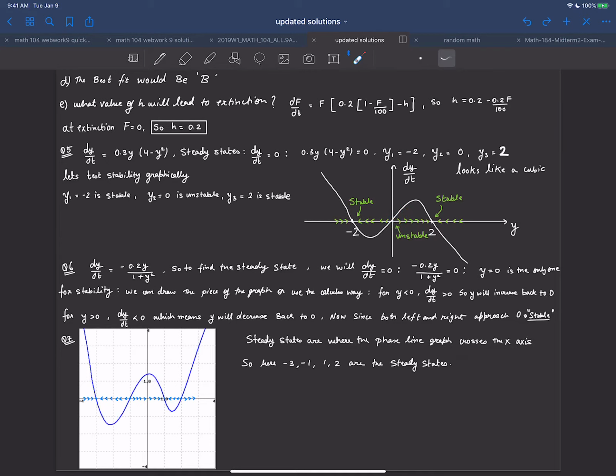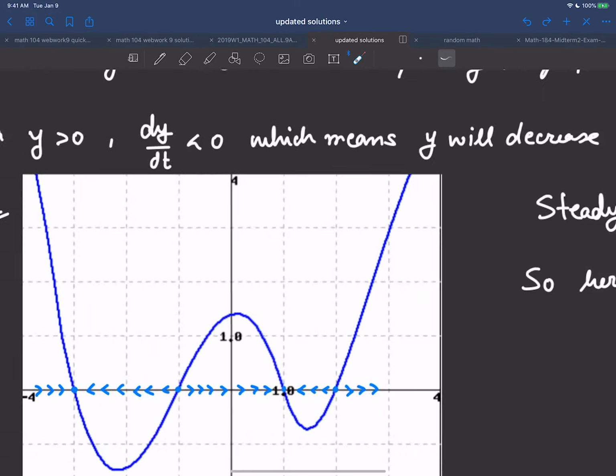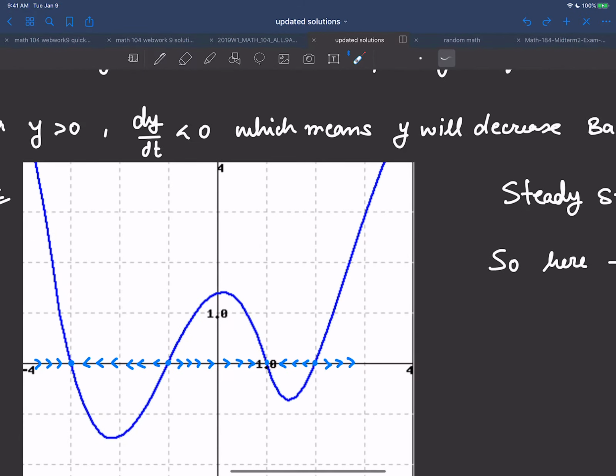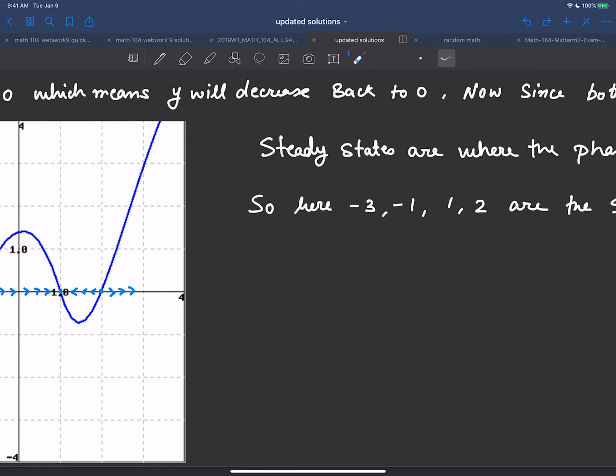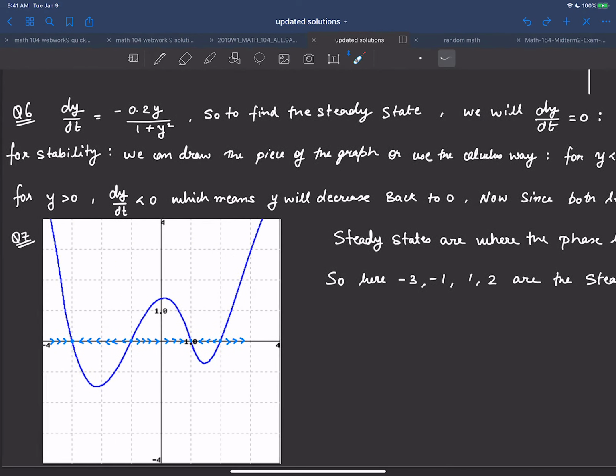Okay, question 7. They already gave you a phase line diagram, so we have a bunch of steady states here. I'm going to zoom in so you can see it. The steady states are the zero crossings of this graph, so in this case, it will be -3, -1, 1, and 2. We're going to observe the stability of these states even though the question is not asking us to, just for the practice.